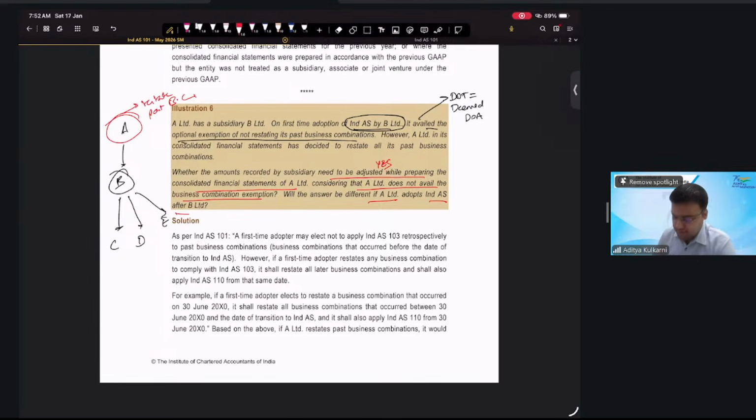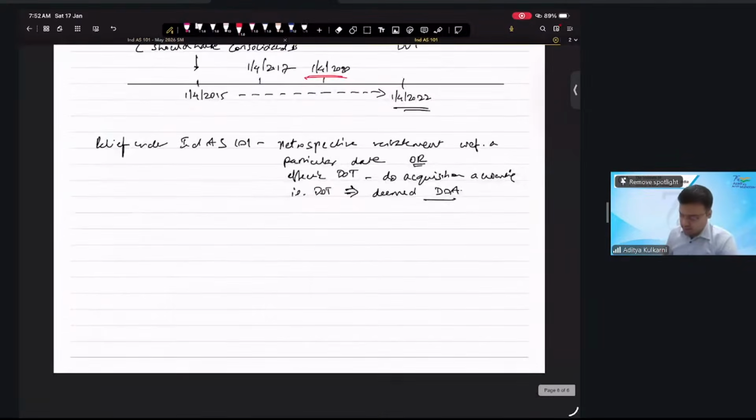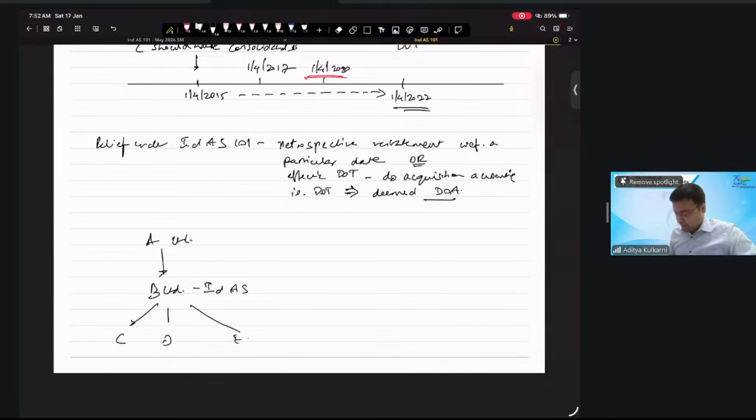But now they are saying, will the answer be different if A adopts Ind AS after B Limited? That means what? Understand the situation. Okay, I have A Limited, I have B Limited. For B Limited, Ind AS is applicable. Then you have C, D and E. Here also Ind AS is naturally applicable. Now they are saying that in a situation where Ind AS applies to B first and then it applies to A.